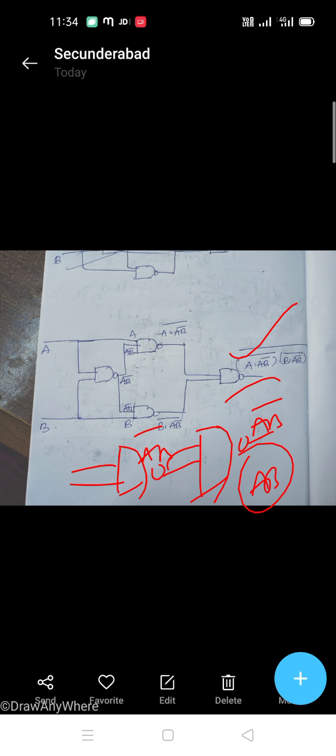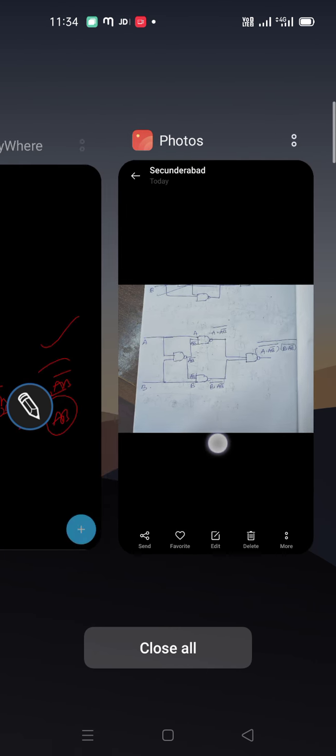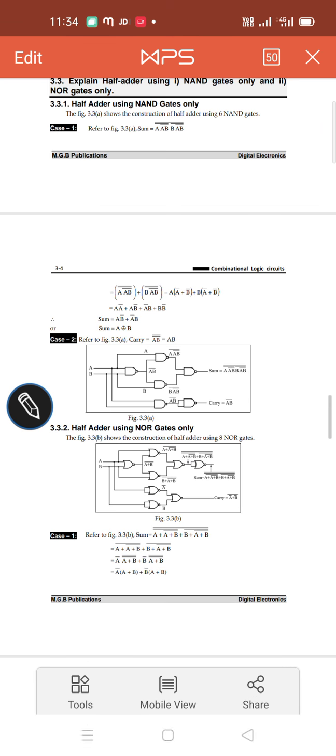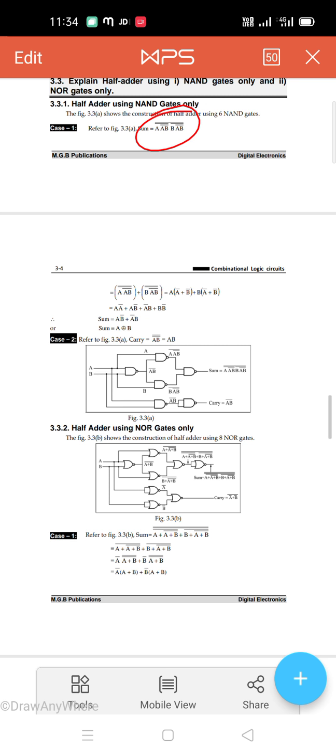This is the sum output, this is the carry output. This is the half adder realization using NAND gates. So I have completed the sum output realization, and I have got the sum output as well as the carry output from these NAND gates. 6 NAND gates are required.